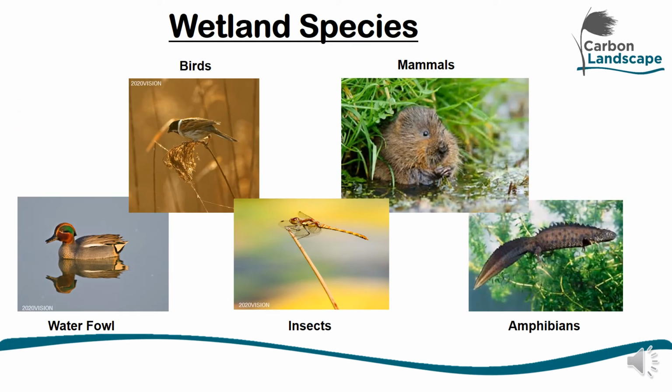There are many different species of wildlife that enjoy wetlands and thrive on wetlands. Waterfowl, such as the teal. Birds, such as this reed bunting. Common darter dragonflies and other insects. Water voles and many other mammals. And amphibious creatures such as the great crested newt.